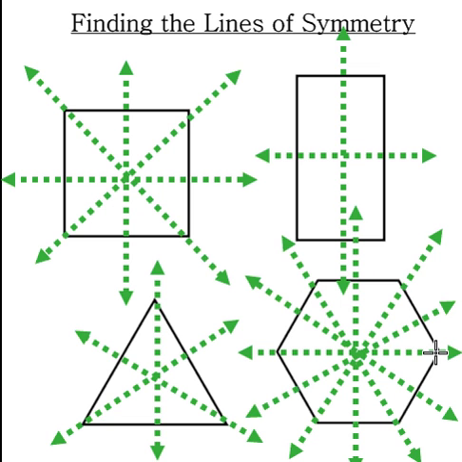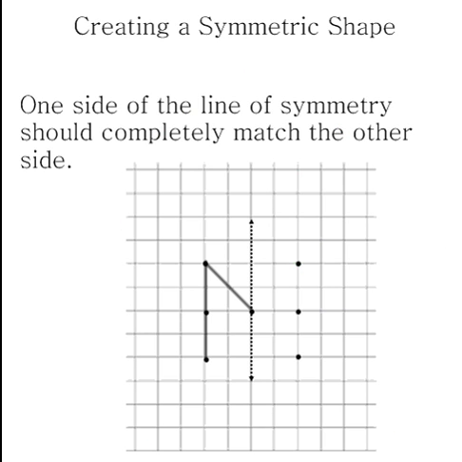If it's a regular polygon, you will have that many lines of symmetry as it has sides. So a square is 4-sided, it's all equal. You had 4. Equilateral triangle had 3 sides, you have 3 lines of symmetry. And a 6-sided shape that's regular had 6 lines of symmetry.